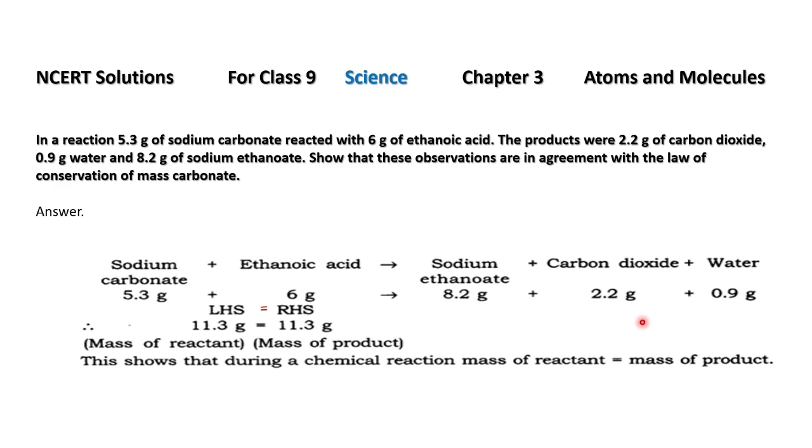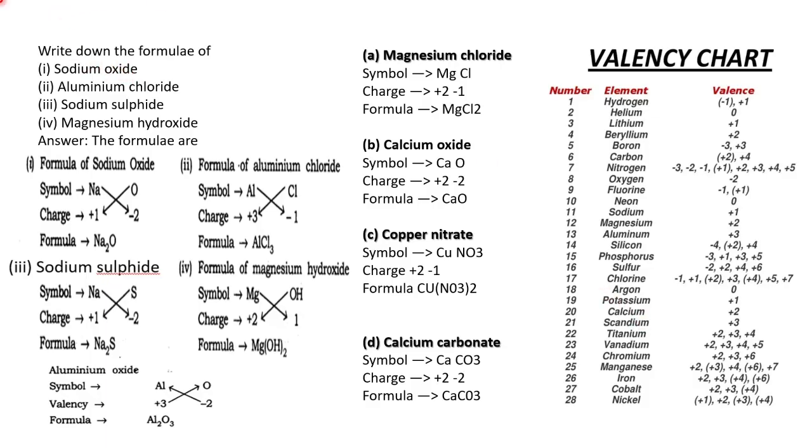Next question: write down the formula of sodium oxide, aluminum chloride, sodium sulfide, magnesium hydroxide. Before we write the formula, we should know the symbol of the particular element and its valency number. Here sodium is represented by Na. Natrium is the Latin word for sodium. The valency number of sodium is 1.